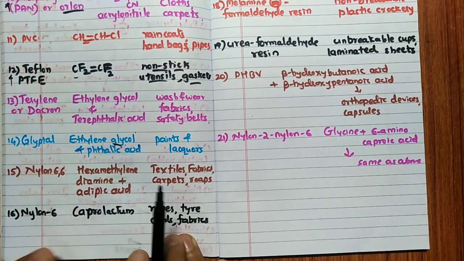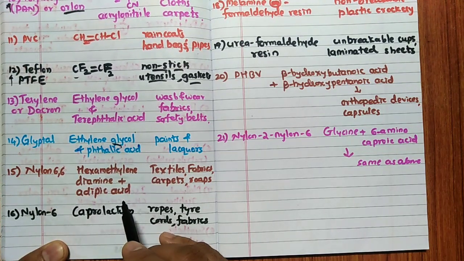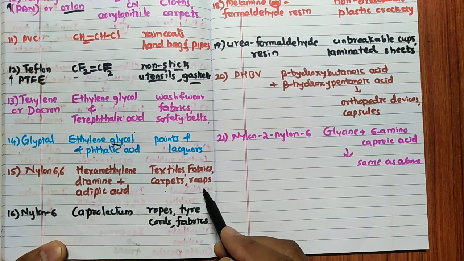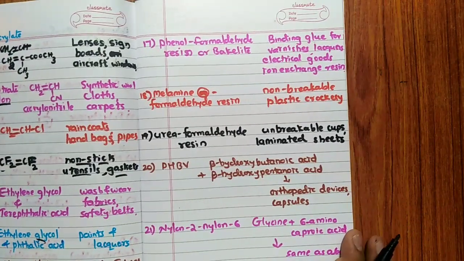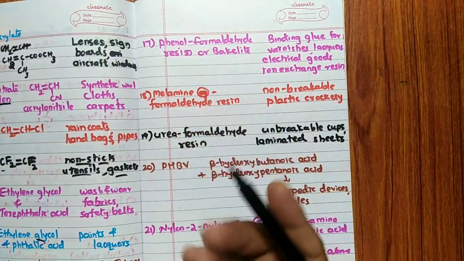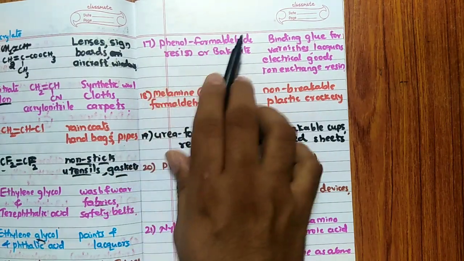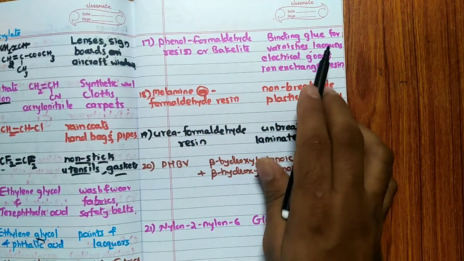Then nylon 6,6, important, remember: hexamethylene diamine and adipic acid. Nylon 6,6 is used for textiles, fabrics, carpets, ropes, etc. Nylon 6: caprolactam is the monomer. Ropes, tire cords and fabrics can be prepared from this. Then these are very simple, the name itself has the monomeric units. Bakelite or phenol formaldehyde resin: phenol plus formaldehyde. Binding glue for varnishes and lacquers.